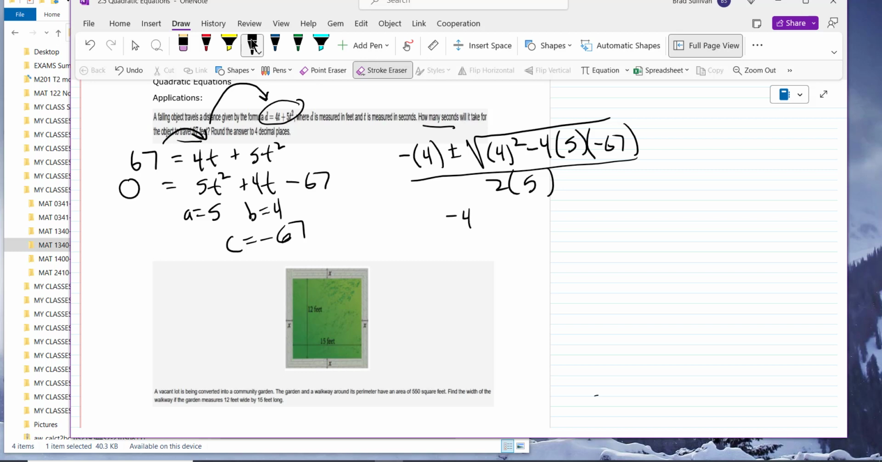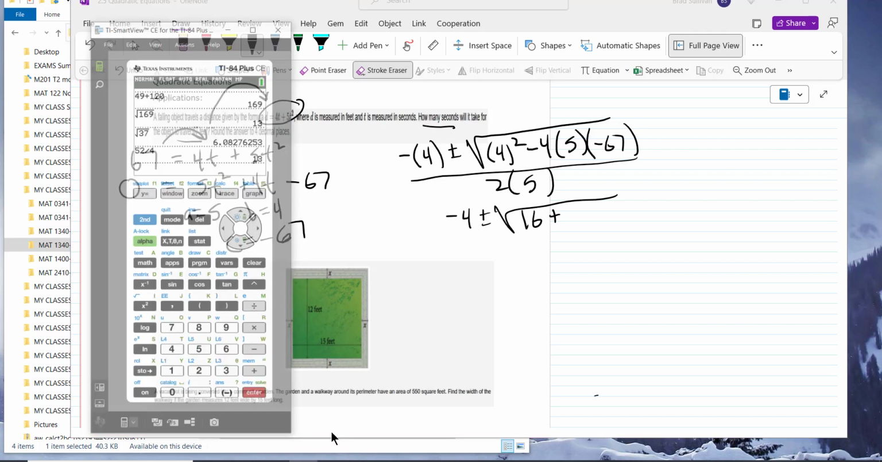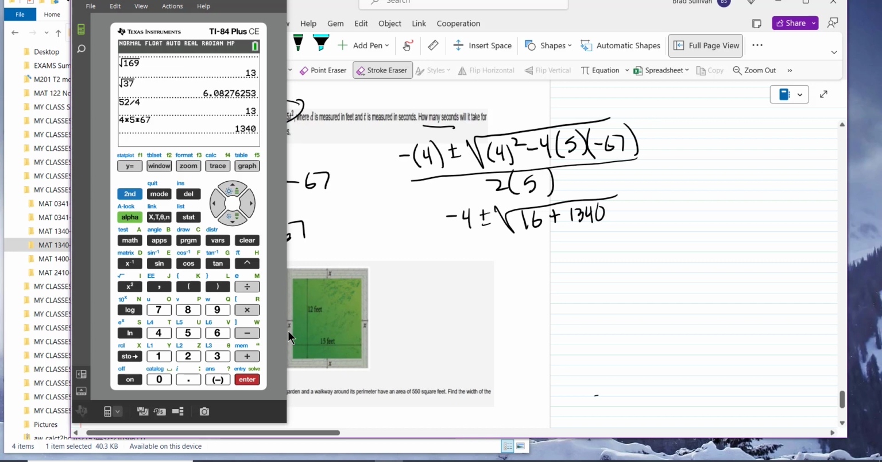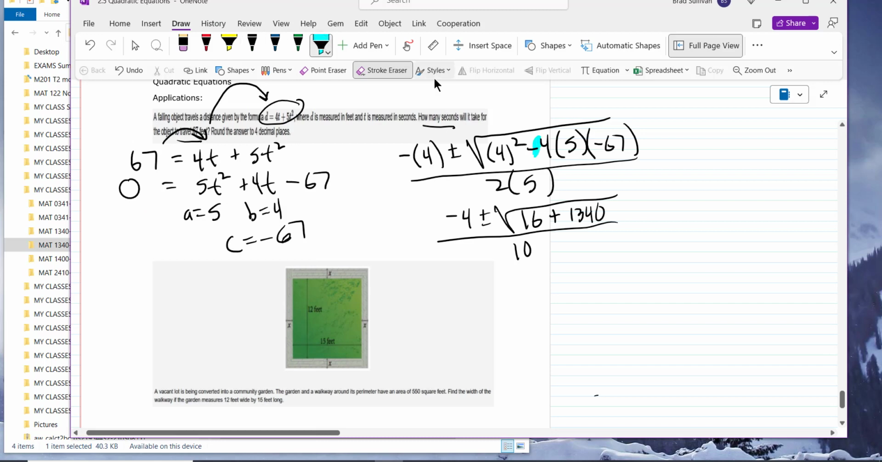You're going to have -4 plus or minus the square root of 16 plus. Now I'm going to use my calculator on that. I'm going to do 4 times 5 times 67. And that'll give 1340. Does everybody see why that's a plus 1340? I see students do that all the time in this class. You have two negatives. Okay, that's why you get that.